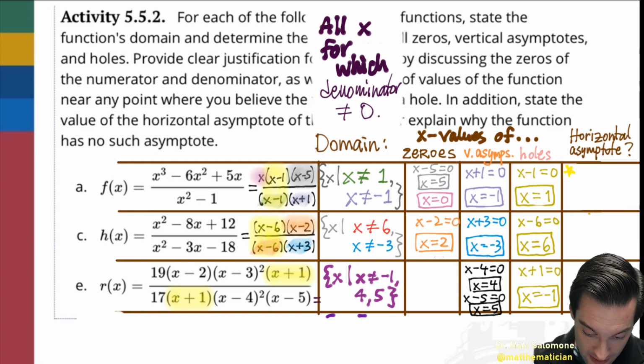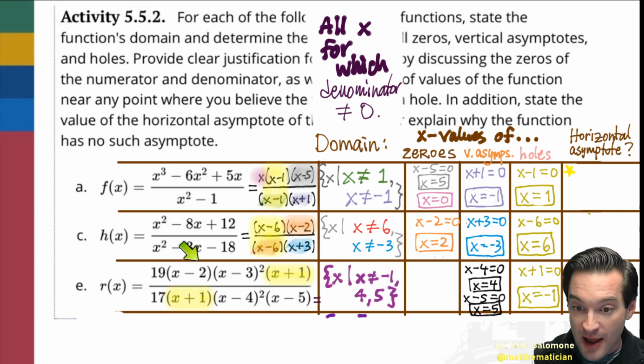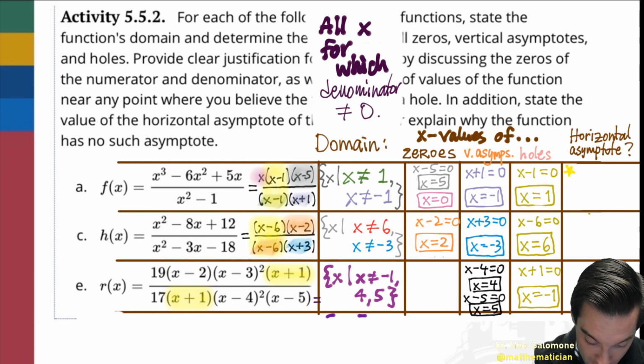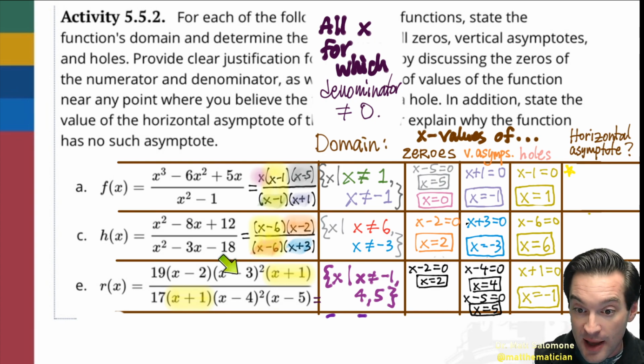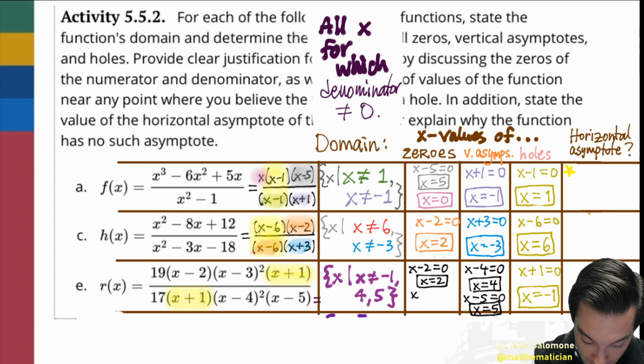And last and certainly not least, we have two factors in the numerator here that are making the numerator 0, namely when x minus 2 is equal to 0, so x is equal to 2. That's one of the zeros of this rational function. And also when x minus 3 is equal to 0. x equals 3.